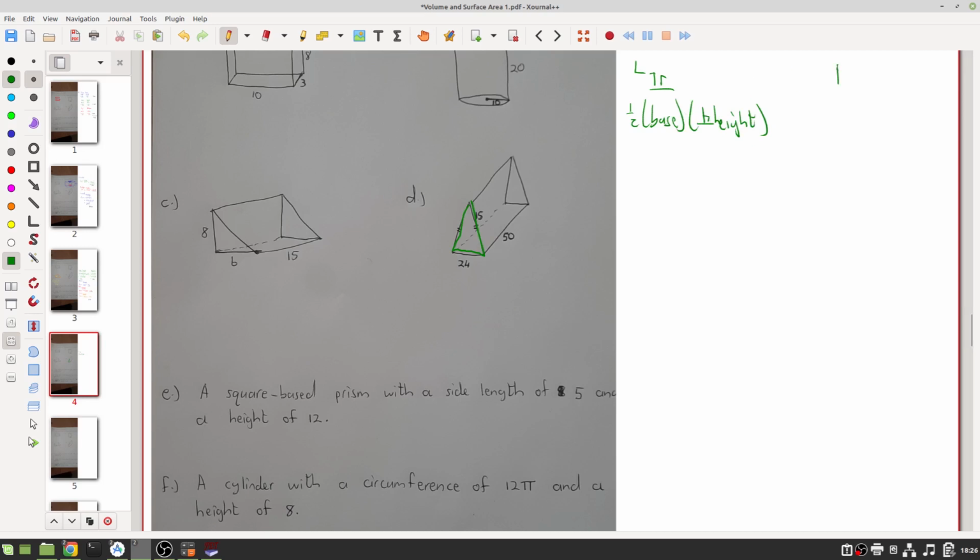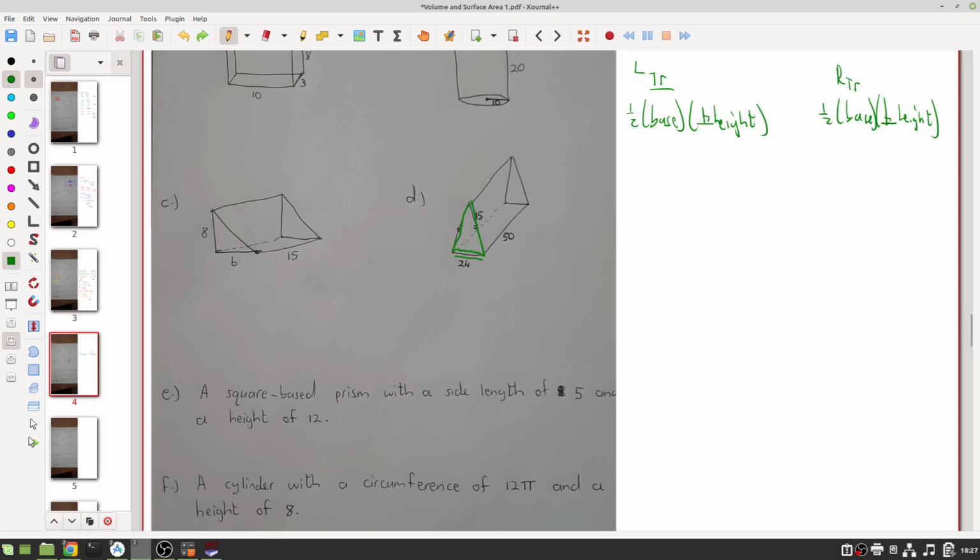Okay, the right triangle is going to be exactly the same. Half times base times perpendicular height. Alright, so if we take 24 as our base, we don't have a perpendicular height. That's a problem, so we need to get one. This will be a perpendicular line, like that. So we need to find the value of that line.